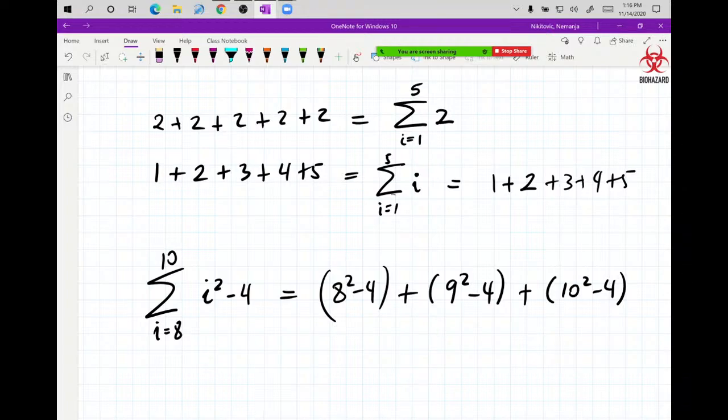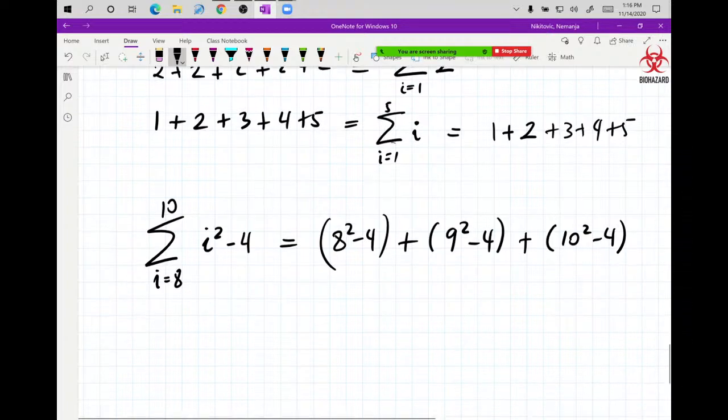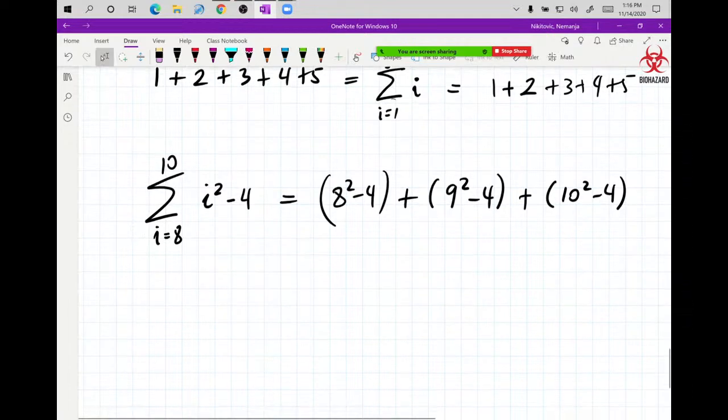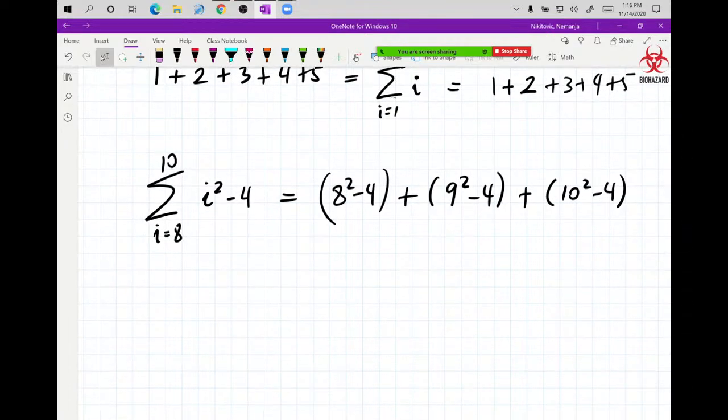Go ahead, compute, right? 64 minus 4 is 60, 81 minus 4 is 77. So you can go and compute and get the number at the end. But that's something that we'll need this notation. It's called summation notation.